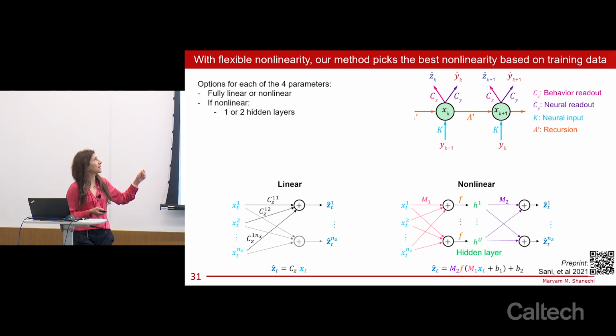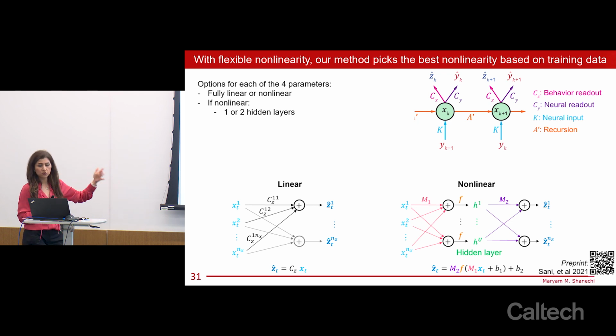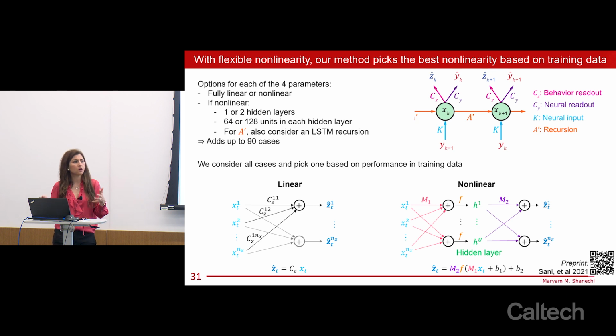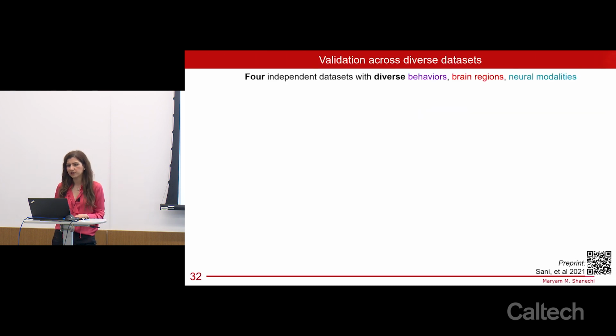If nonlinear, we allow them to try either having 1 or 2 hidden layers, having 64 or 128 units in each hidden layer. And then we also allow for an LSTM as our recursion. So this gives a total of 90 cases over which we search, and we select one model based on training data. We do this because, if you remember, we're doing hypothesis testing about where the nonlinearities are. And we want to make sure our fully nonlinear, flexibly nonlinear model is as good as possible so we can compare against it. So this is the kind of hyperparameter selection.